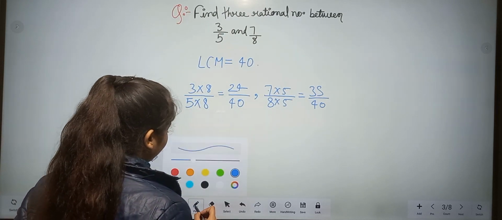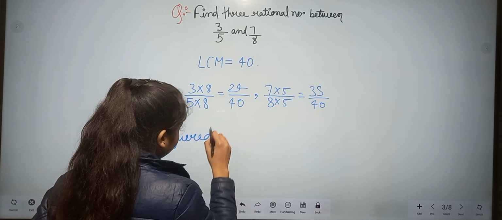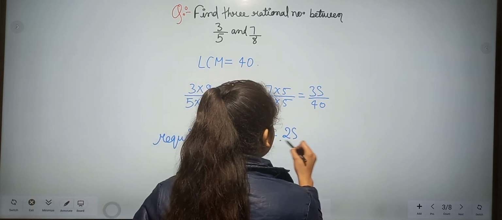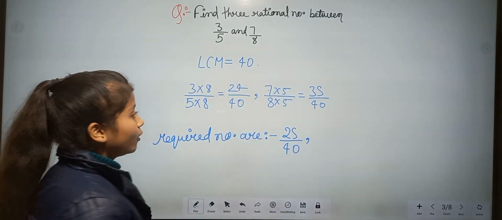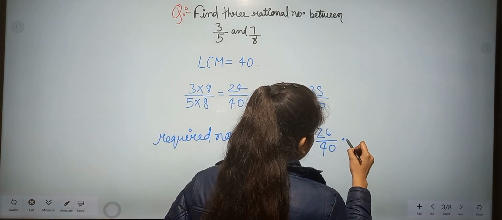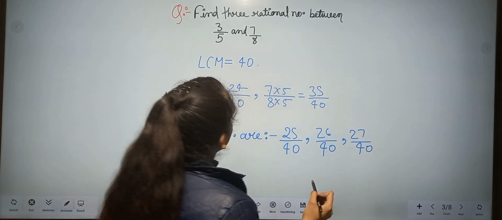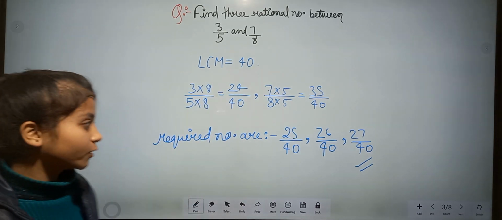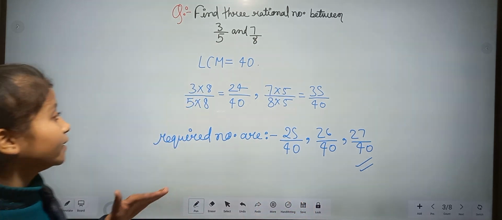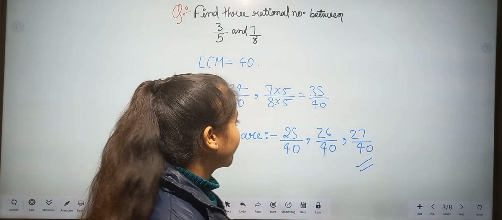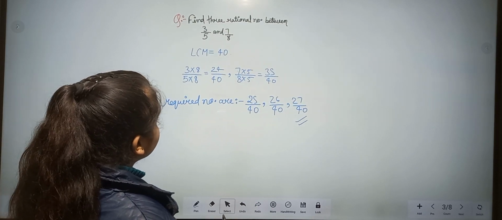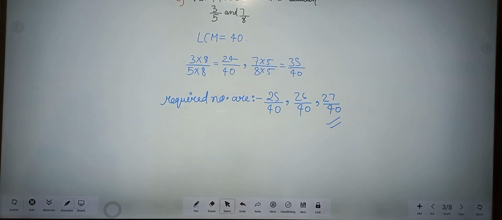And here the numbers that come between, our required numbers are 25/40. Between these we have all the numbers as required numbers, okay? So 25/40, 26/40, 27/40, and how many do we want? Only 3. So these are our required numbers, okay? Here we can take more than 3, but in the question it is written that only 3 rational numbers we have to find, okay? So this is our required number. And in this question also the answer may vary because between two rationals there are infinite numbers.